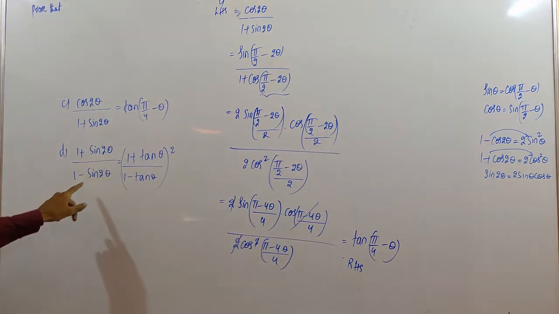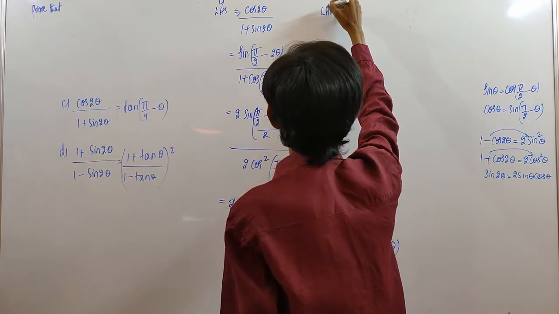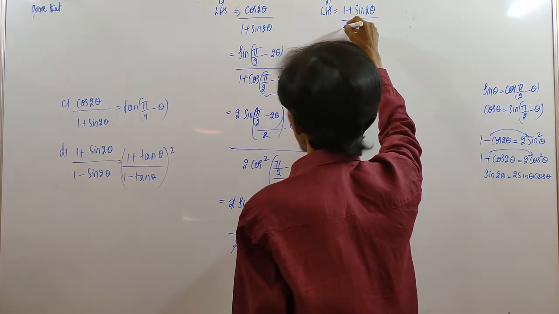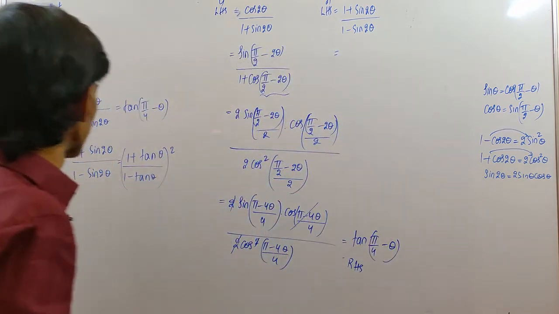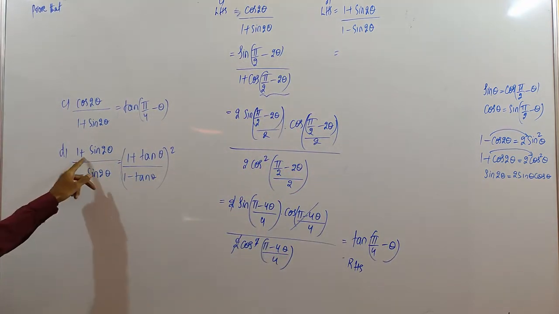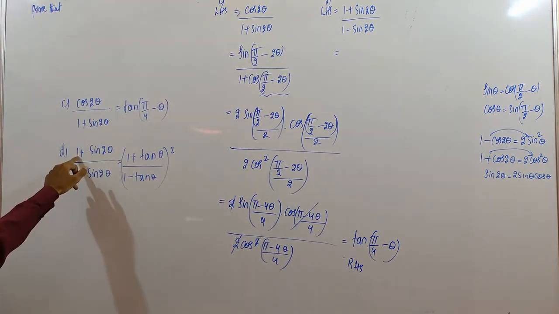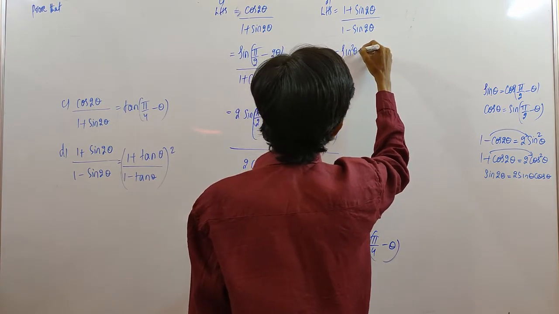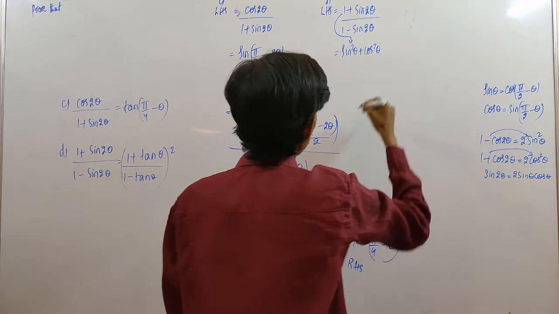Similarly, we have 1 plus sine 2 theta, 1 minus sine 2 theta. This can be LHS of the bit: 1 plus sine 2 theta divided by 1 minus sine 2 theta. In terms of tan, we do not have a formula for 1 plus sine 2 theta, 1 minus sine 2 theta. Either we can convert sine to cos, or we can make use of 1 as identity. Take this 1 as identity, sine square theta plus cos square theta. The value of 1 is sine square theta plus cos square theta.